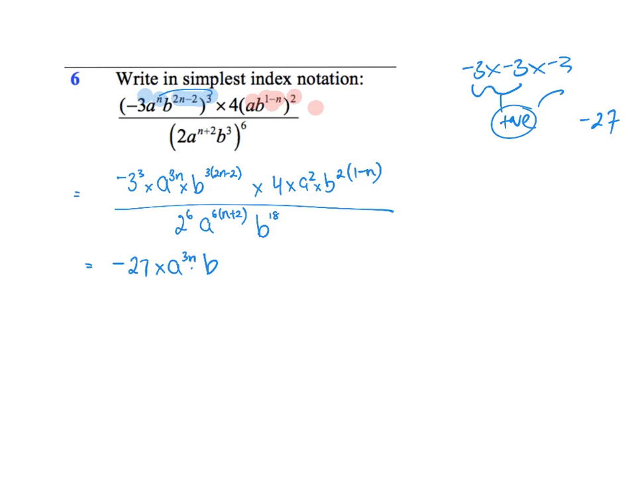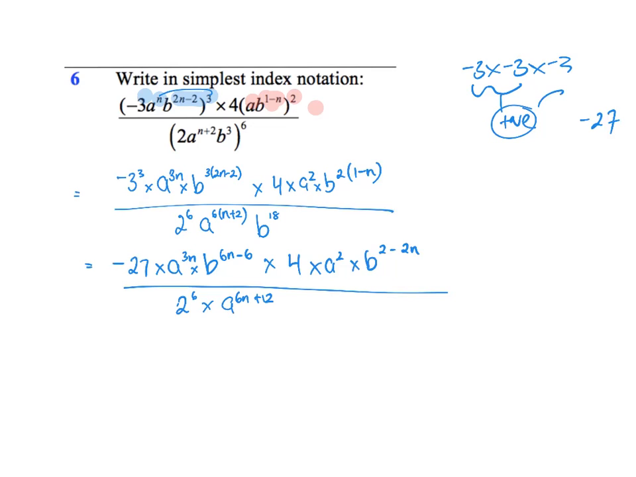Then I'm going to multiply this bracket out. So I've actually got 6n minus 6 times 4 times a to the power of 2 times b, and it's going to be 2 minus 2n, all over 2 to the power of 6, a times a, 6n plus 12 times b, 18. I'm getting a little bit kooky, so I'm changing pen colour.